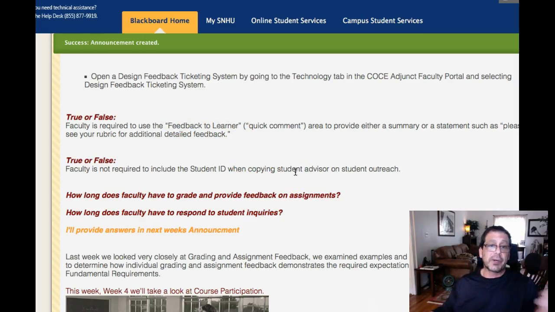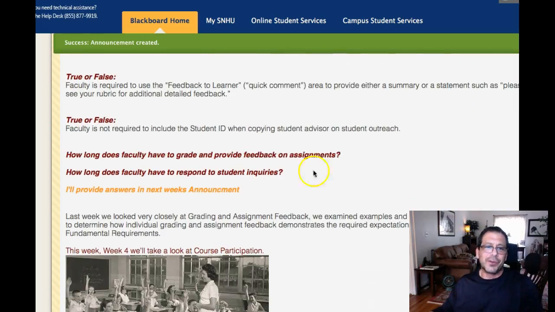True or false, faculty is not required to include student ID when copying student advisors on student outreach. And of course that's false. Of course we have to provide that.